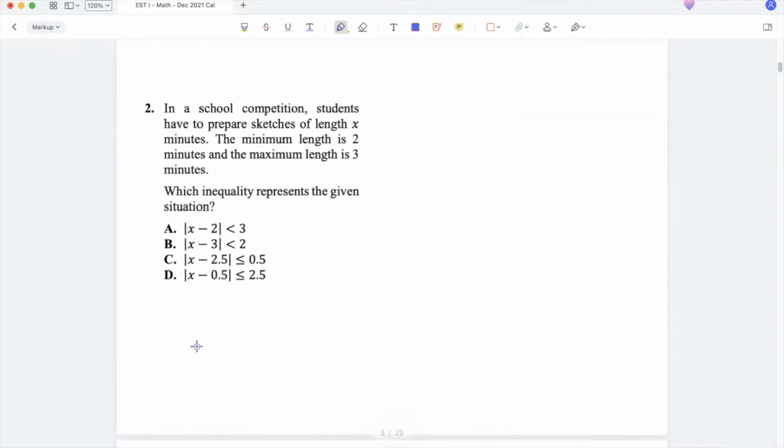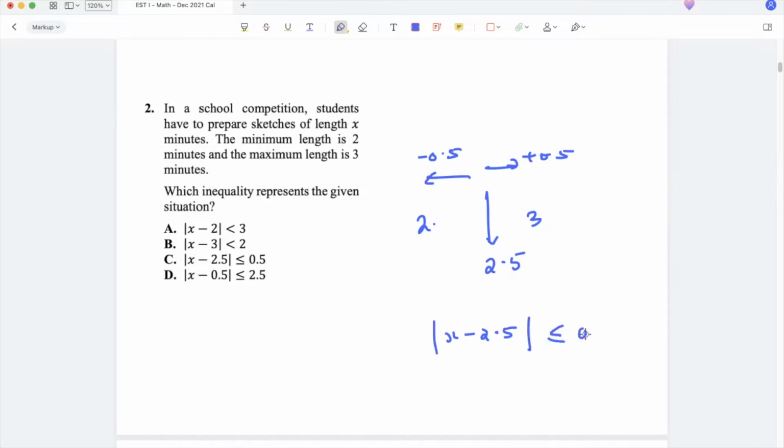In a school competition, students have to prepare sketches of length x minutes. The minimum length is 2 and the maximum length is 3, which inequality represents the given situation? So it's between 2 and 3, right? So if I take the midpoint, 2.5, so x minus 2.5 can go from negative 0.5 to positive 0.5. So if I take the absolute value of this, it should be less than or equal to 0.5. So option C.